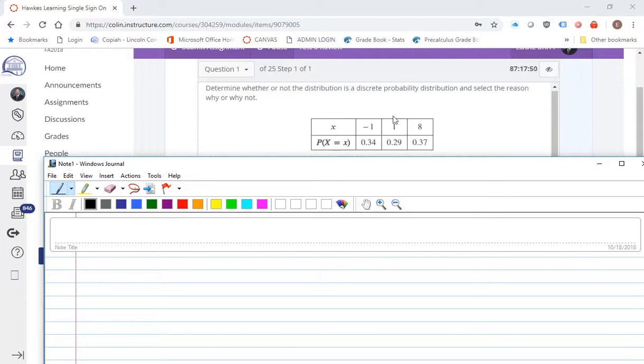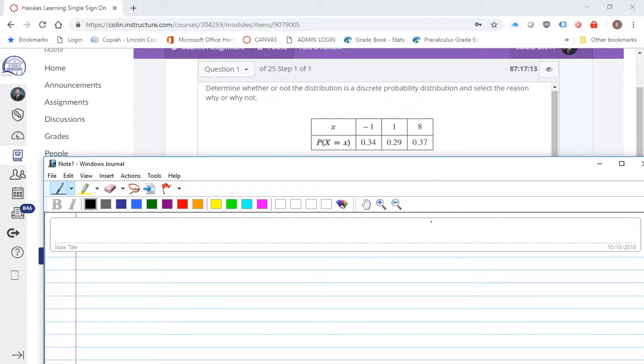why or why not. Okay, so you can see we have our random variables here. We have our probabilities here. So all of our probabilities have to be between 0 and 1. You can't have a negative probability. Also, the probabilities need to add up to be 1. So if you add those 3 probabilities up, 0.34, 0.29, and 0.37, you do get 1.0.